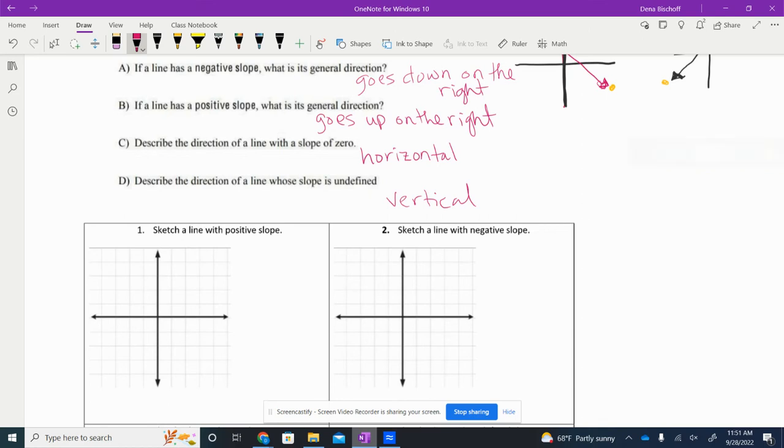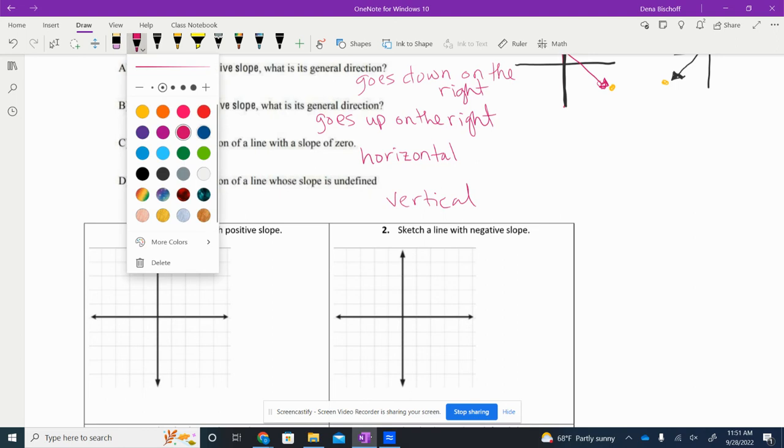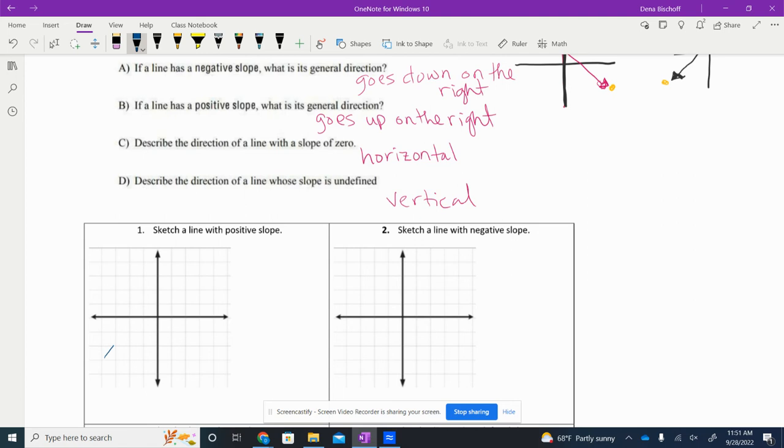And then sketch a line with negative slope. Gavin, Kane, you already got yours? Did you make sure you put arrows on the end of your lines? Good deal, bud.